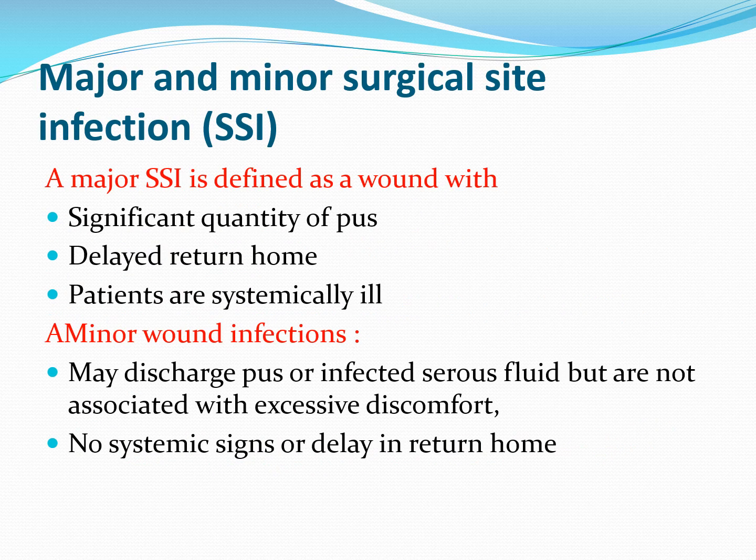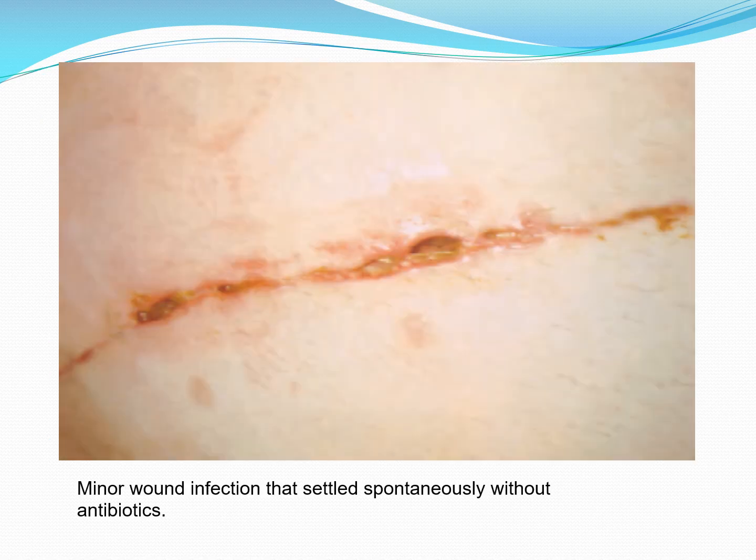What are the major and minor surgical site infections? A major surgical site infection is defined as a wound with a significant quantity of pus, delayed return to home, causing the patient not to be discharged earlier, and patients are systemically ill. A minor wound infection may discharge pus or infected serous fluid, but is not associated with excessive discomfort, no systemic signs, or delay in return to home.